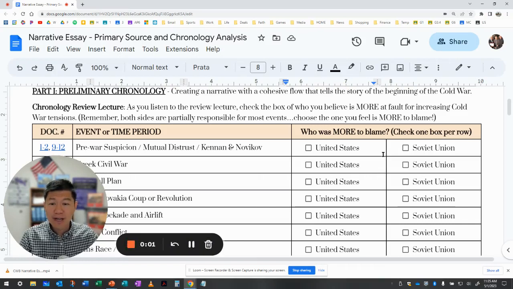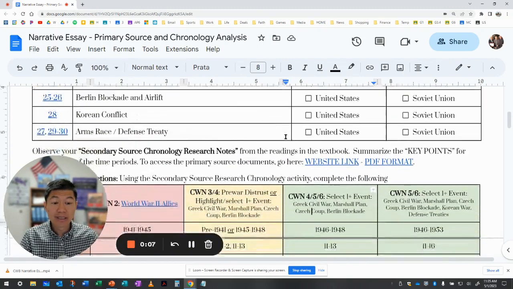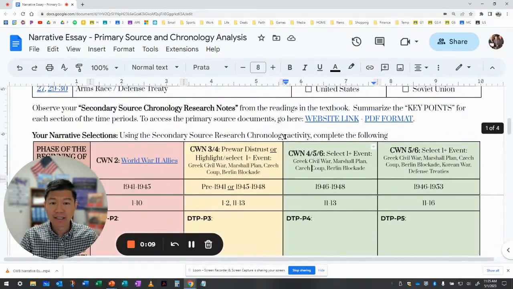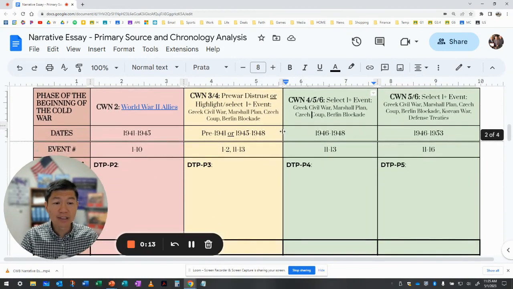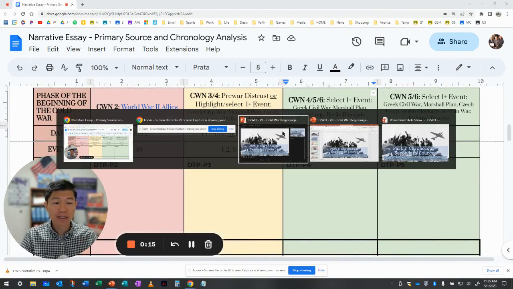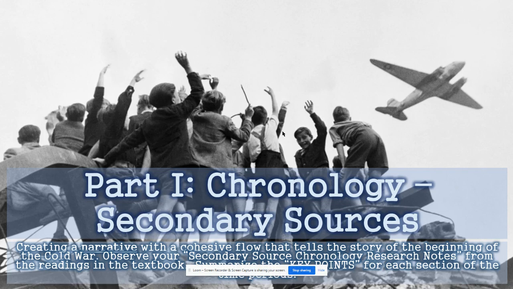We have started evaluating the chronology using the review lecture. Now what we're going to do is take a look at it using the secondary sources. So in your Google Docs, go and scroll down just a little bit, and you've got this graphic organizer right here. Again, our goal is to create a narrative that has some sort of cohesive flow. It tells a story while making an argument as well.